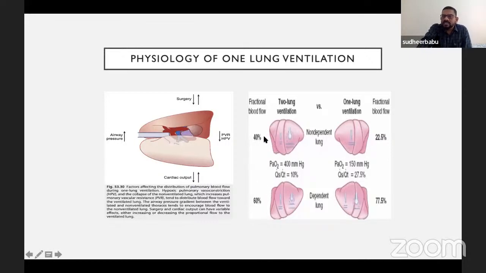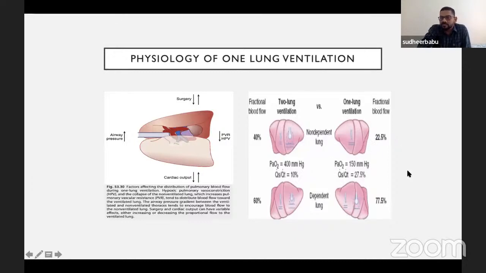Okay. So among this 35%, what happens? 5% for both lungs, obligatory shunt will be there. And 50% will be your HPV. So from 35%, if you remove 50%, it will be 17.5%. And whatever the 5% of your obligatory shunt, that is 22.5%, and 5% to the dependent lung also there will be obligatory shunt. So total it will be 27.5%.